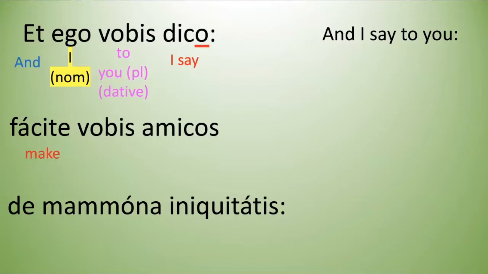Vobis, so again, this is in the dative. You're inserting a to or a for usually. This time I'm going to go with for. And it is you plural. I just didn't put the plural in there. And then we have amicos. So with this os ending, we know that we are in the accusative case because it's the direct object. And this word means friends.